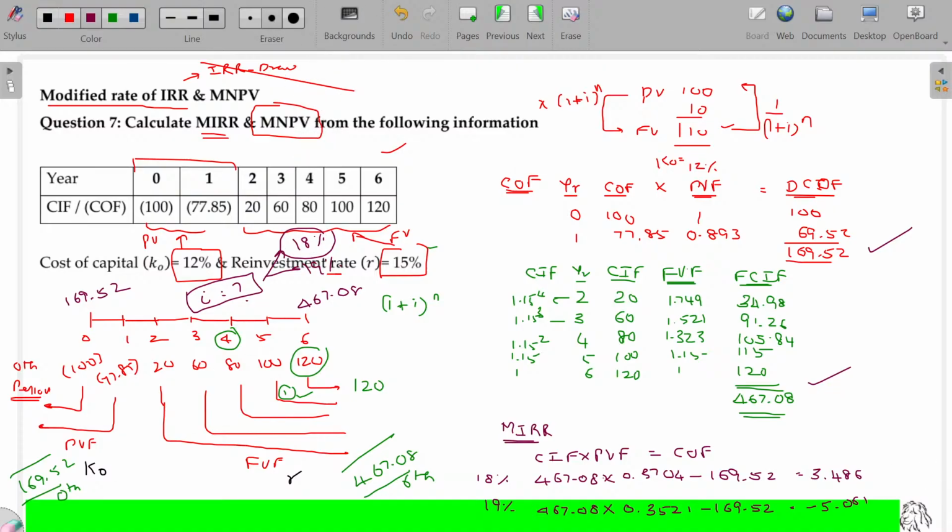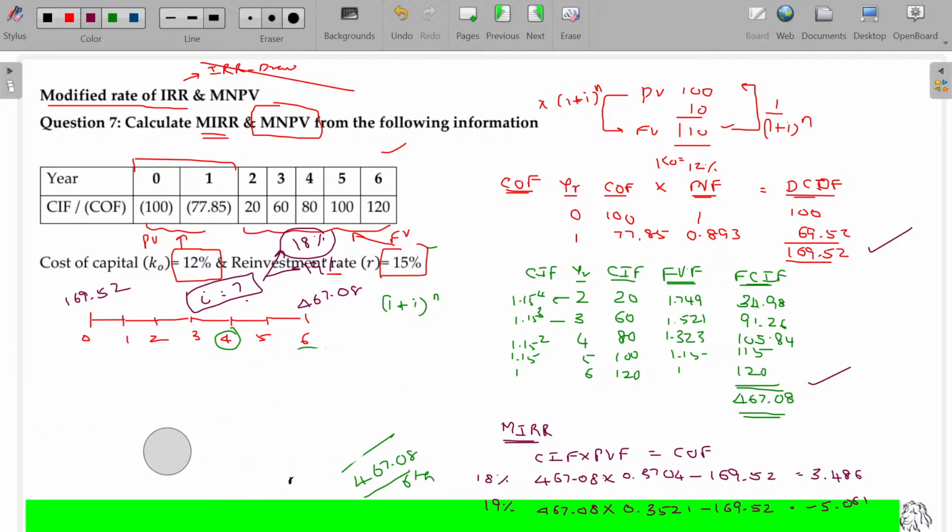So what we have to do? We have to first finish up 2 steps. Step number 1 is all about calculating all the cash outflows to the present value using the PV factor at the rate of company's cost of capital. And all the inflows are taken to the future value using the reinvestment rate. You now get the future value cash inflow, present value cash outflow. Now you have to find out the missing rate. At what rate this present value becomes future value. So that rate could be found out using the trial and error method. So we found out it may be anywhere between 18 and 19. So I'm going to finish up that now here using the interpolation technique.